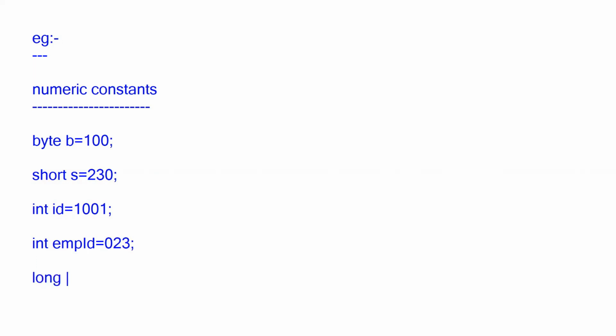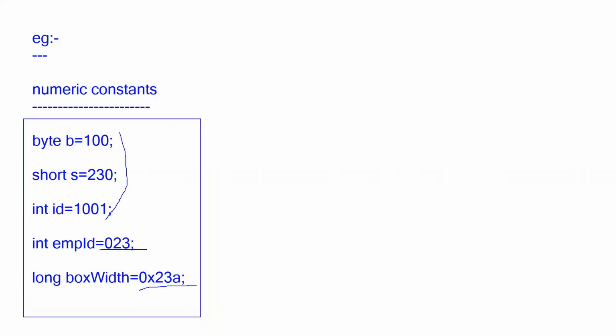Same way, long boxWidth equal to 0x23a. So this is a hexadecimal number. This is an octal number. These three are the decimal numbers you are storing into the variables of integer types. Same way we have floating point constants.